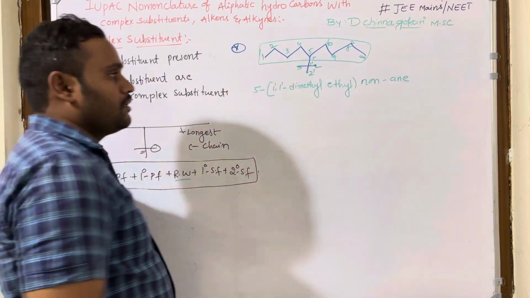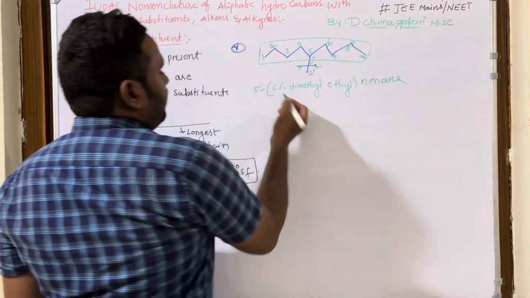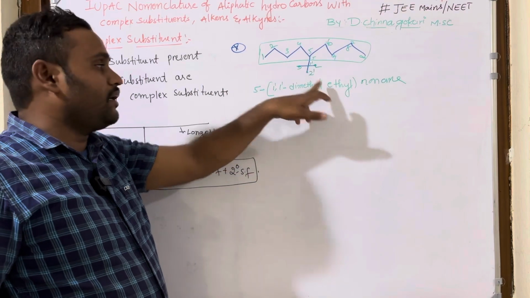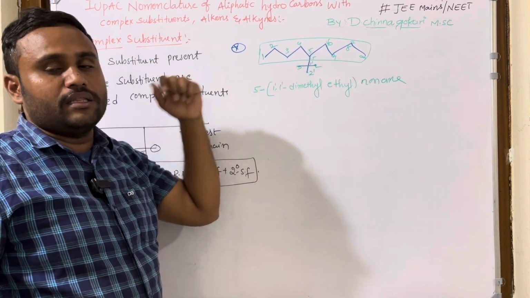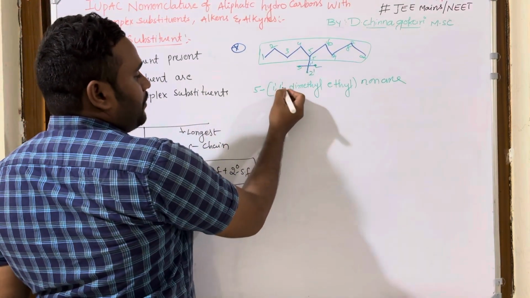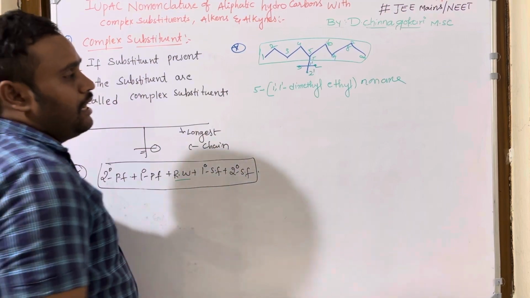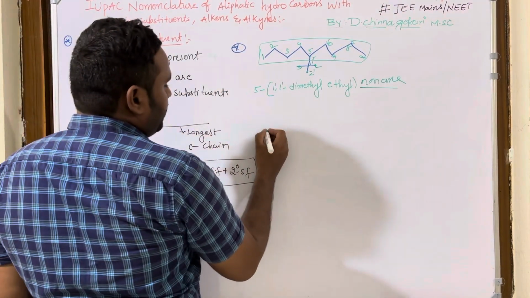So the name of this compound is 5. Immediately we start a bracket and write the name of the substituent in the bracket. Why are you writing it in the bracket? Because it is a complex substituent. So here: 1',1'-dimethylethyl nonane. Okay, now let us take one more example.